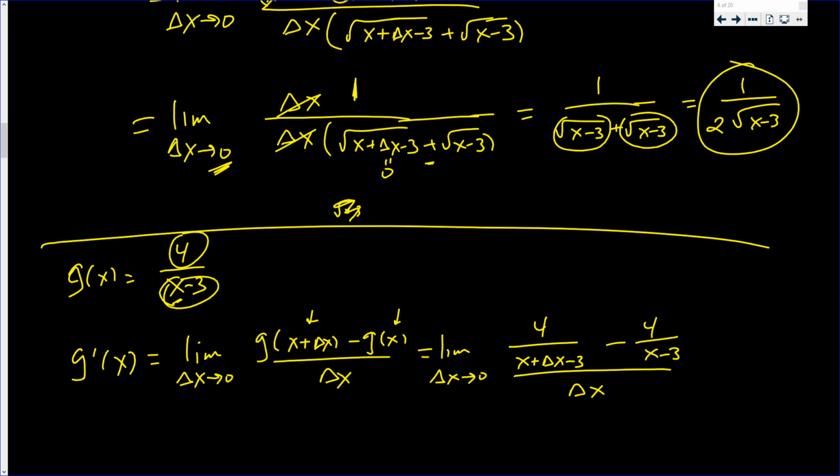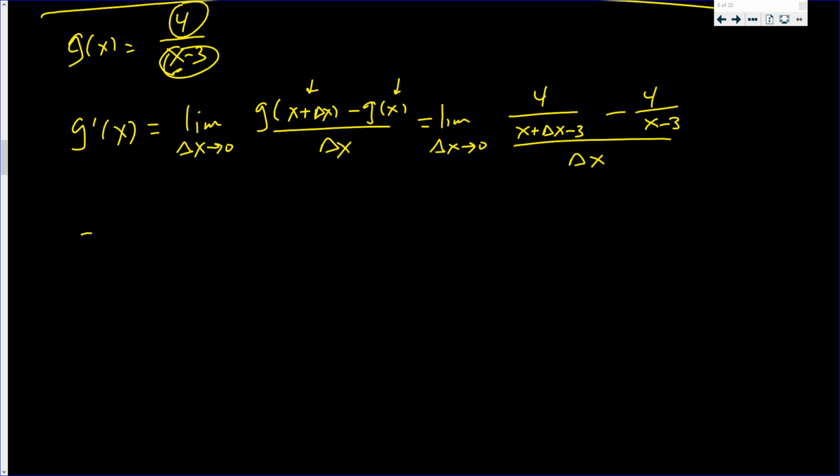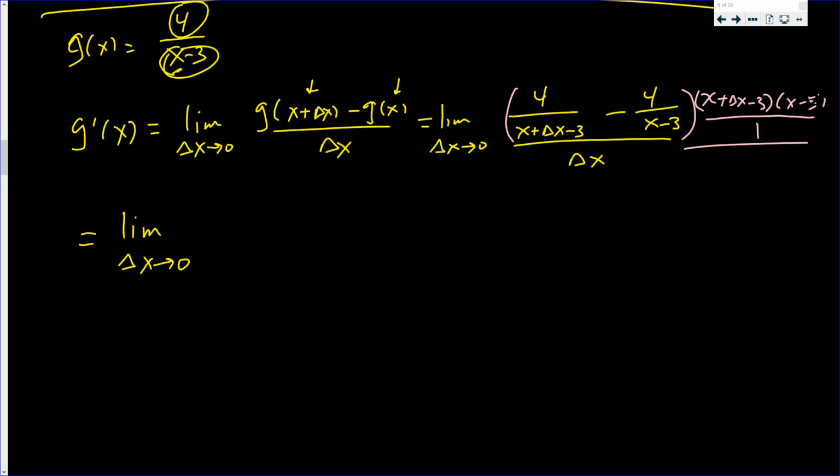We didn't cancel out delta x over delta x yet, so more algebra and more writing this silly phrase, limit as delta x goes to 0. So what I would do here is get a common denominator. I'd multiply the top by that times x minus 3. If you like, you can say over 1. And the bottom by the same thing. X plus delta x minus 3 times x minus 3.